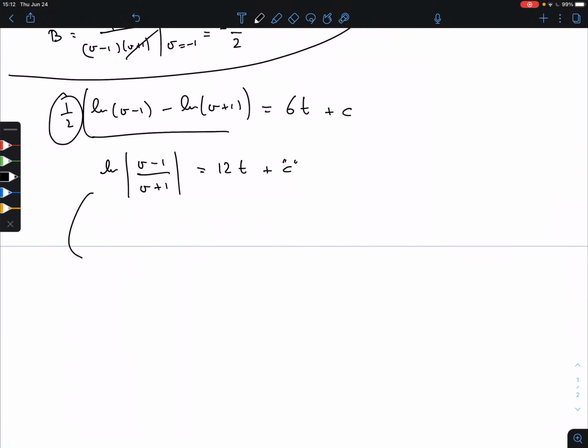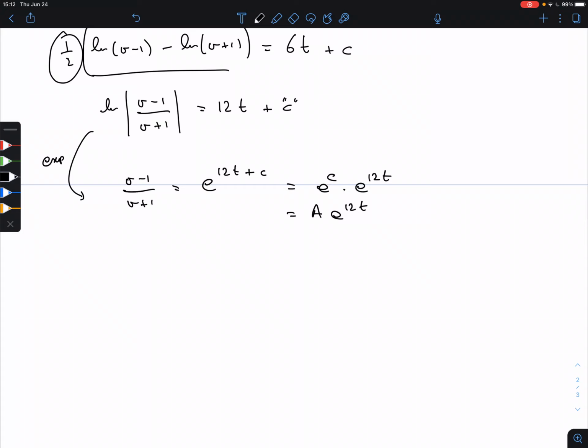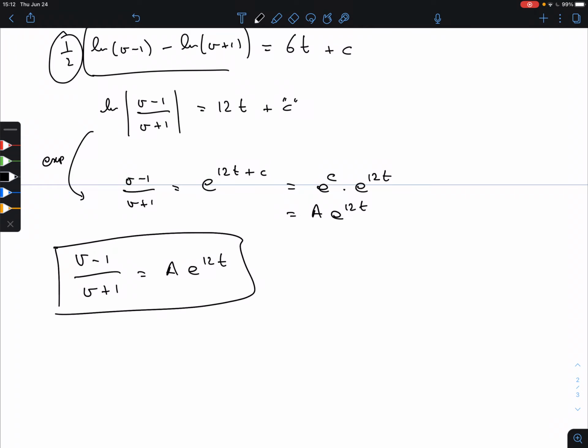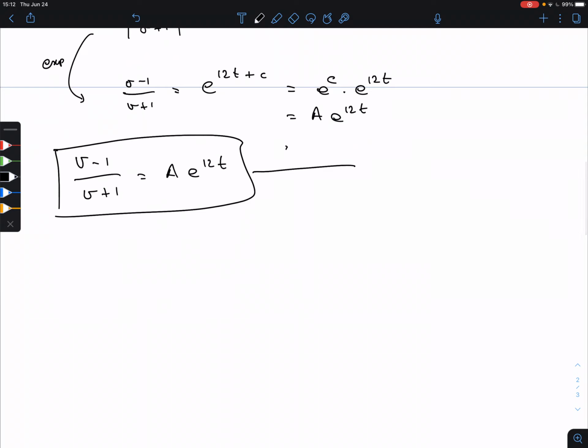And then we want to make it explicit, right? We need an explicit equation, so we're going to exponentiate. We get v minus 1 over v plus 1 is equal to e to the 12t plus c, which is e to the c times e to the 12t, so we can write this as A times e to the 12t. That's our solution, albeit still in implicit form. We should solve for v.